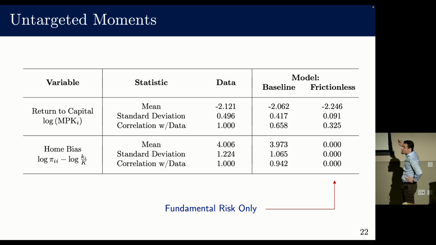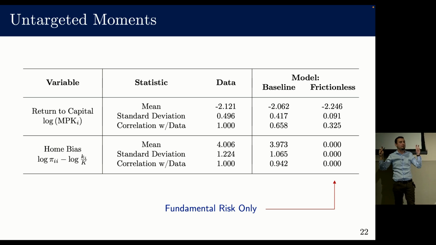The frictionless model, as you can see, doesn't generate any home bias. This is not a surprise. The frictionless model is very much like a CAPM-like world, where all countries invest in symmetric portfolios. There is some dispersion in rates of return to capital in the frictionless model. Where does it come from? It comes only from fundamental risk, because again, there are no frictions in this model. So it does capture some of the variation in MPK across countries. The correlation is not too bad, but again, we're far from explaining everything.